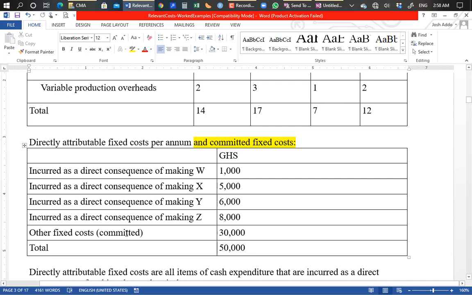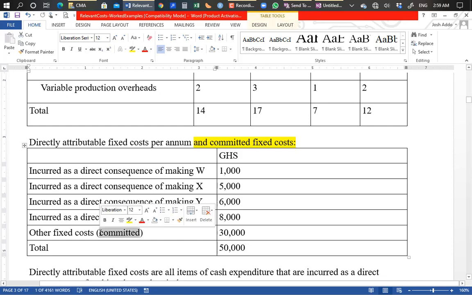Other fixed costs committed 30,000. And this cost, just from the way it is put, communicates that it is a general fixed cost. It's not directly attributable to the manufacture of each of the 4 products. It's a general fixed cost, which means that whether we decide to produce the products W, X, Y, and Z or not, this 30,000 fixed cost will still be with us as a company. And in fact, just look at this word, committed.